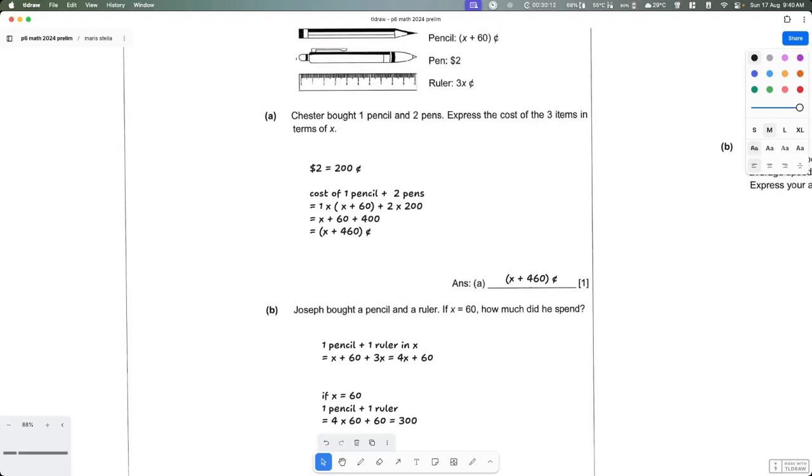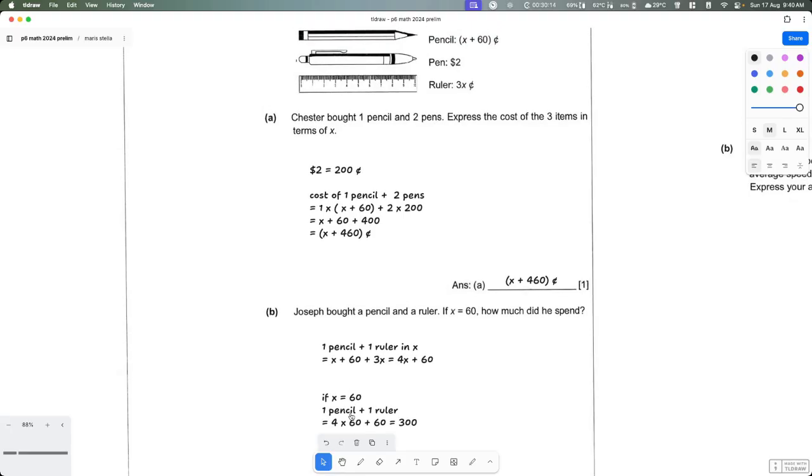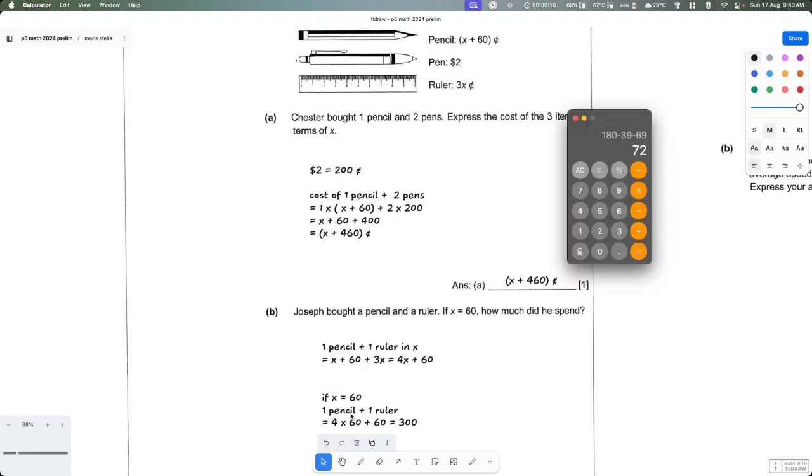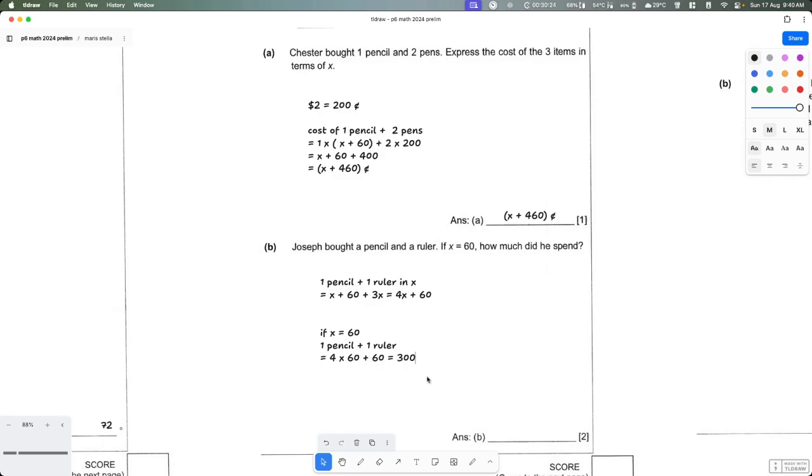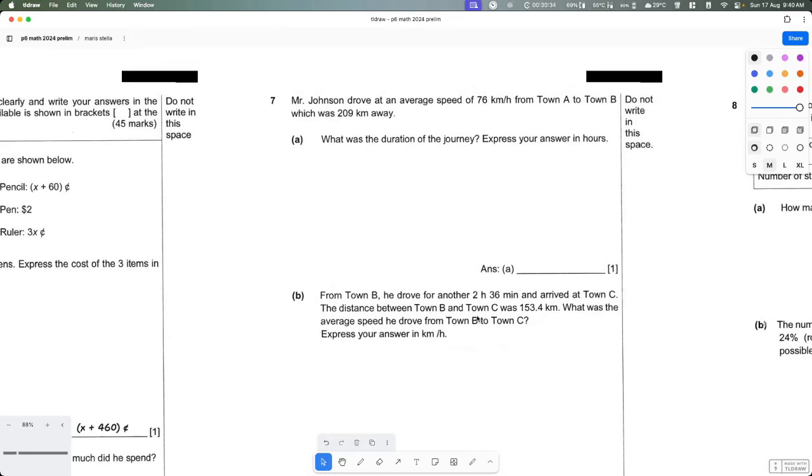If I were to calculate this, 4 times 60 plus 60 equals 300. So 300 cents is equal to $3. So the answer is $3 in this case. Let's move on to the next question.